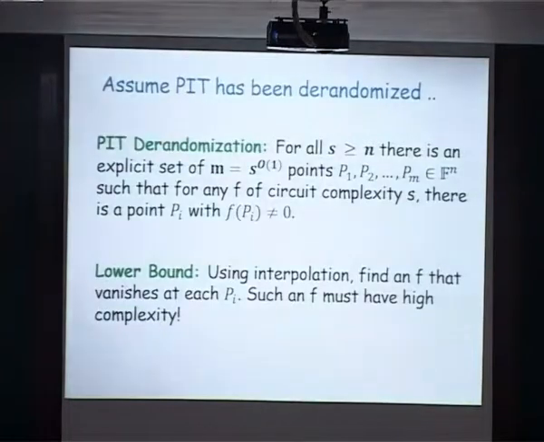And you can do this because each such f of pi being 0 is imposing a homogeneous linear constraint on the coefficients, and if you have more coefficients than the number of points, then you can always find a non-trivial solution.